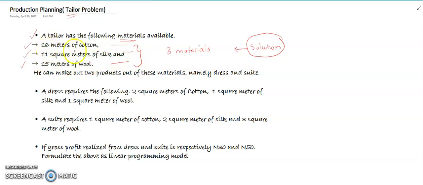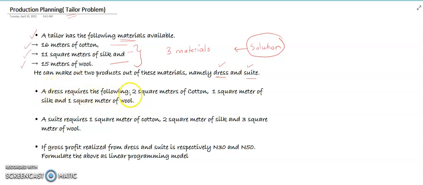So these are the materials available to the tailor. He can make two products out of these materials, namely dress and suit. So he can always make two types of products, or you can say goods, that are dresses and suits. A dress, now there's a detail about that, how much material a dress needs.